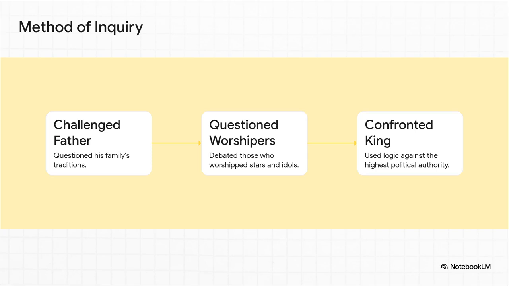So what was his method? Well, it was all about being active, not passive. He wasn't someone who just accepted what he was told. He put everything to the test. He challenged his own dad's beliefs.